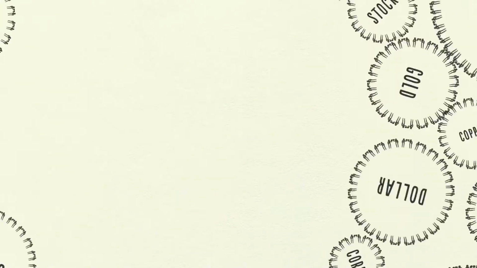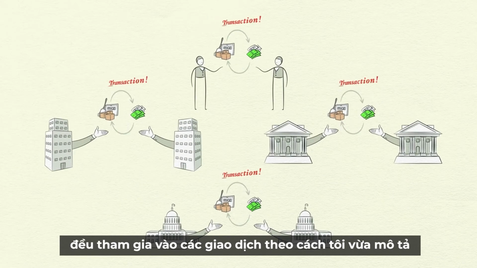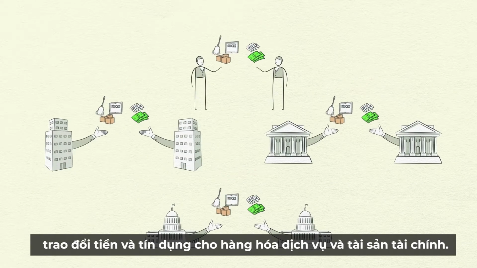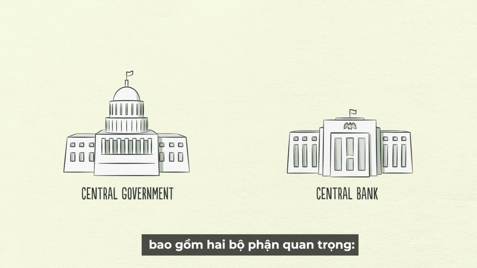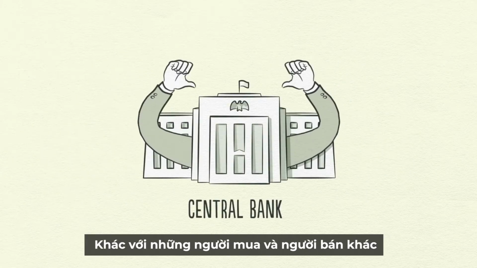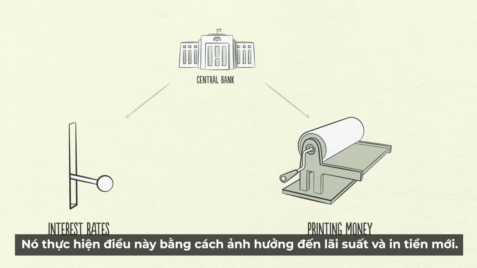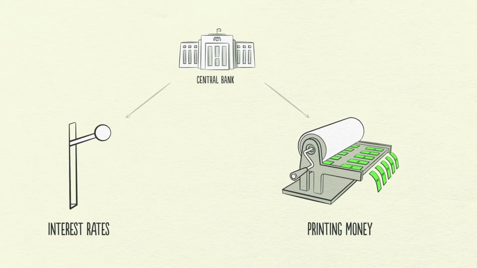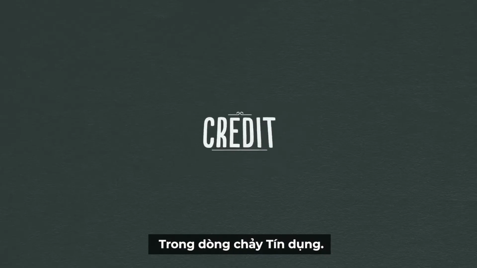It's just that simple. People, businesses, banks, and governments all engage in transactions the way I just described, exchanging money and credit for goods, services, and financial assets. The biggest buyer and seller is the government, which consists of two important parts: a central government that collects taxes and spends money, and a central bank, which is different from other buyers and sellers because it controls the amount of money and credit in the economy. It does this by influencing interest rates and printing new money. For these reasons, as we'll see, the central bank is an important player in the flow of credit.